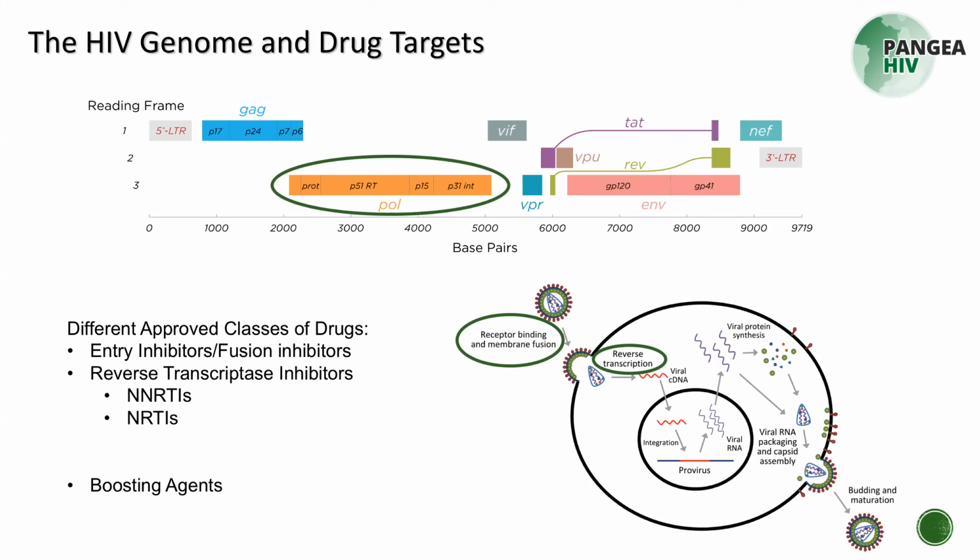There's the reverse transcriptase inhibitors, which work on reverse transcription, two different classes: the non-nucleoside reverse transcriptase inhibitors and the nucleoside reverse transcriptase inhibitors. Then you've got the integrase inhibitors, which stop integration from happening. And then you have the protease inhibitors, which stop viral protein synthesis. And then you also have another class called boosting agents. They don't actually have any specific effect on viral replication. They just increase the activity of the other classes of drugs so that you don't have to take such a huge dose.